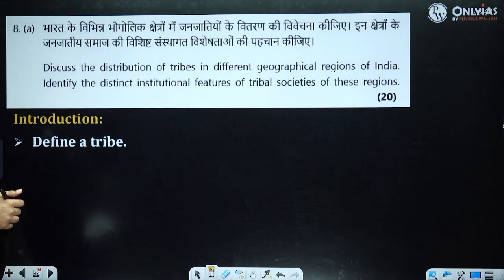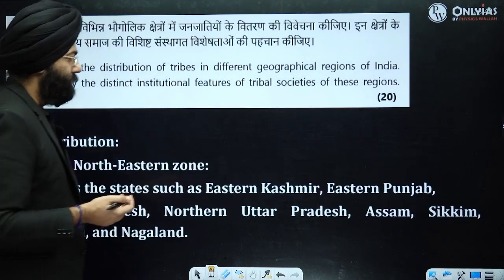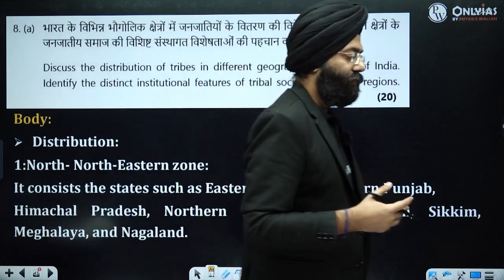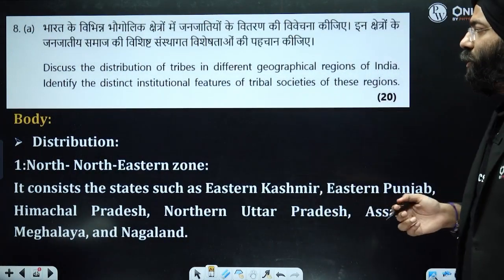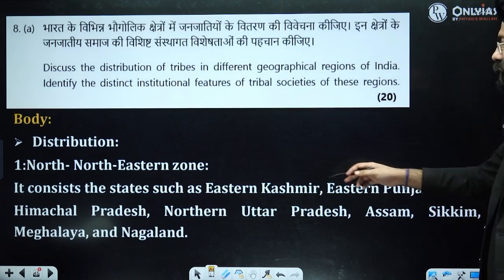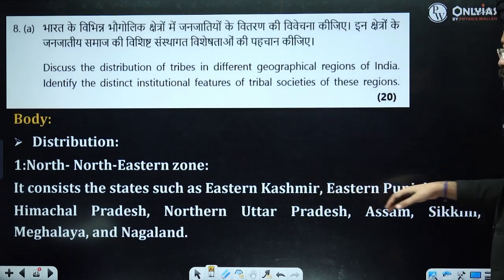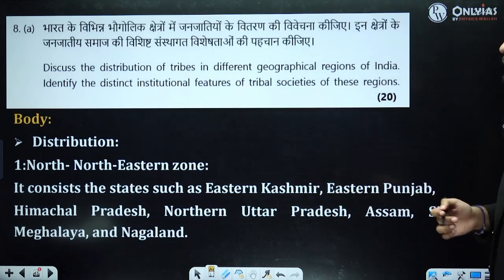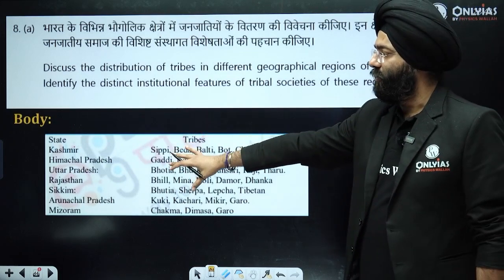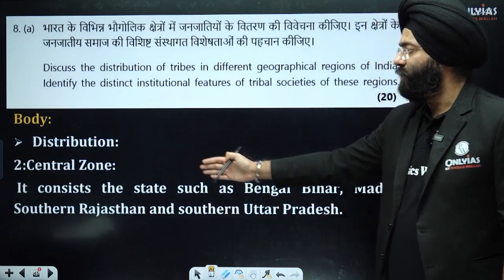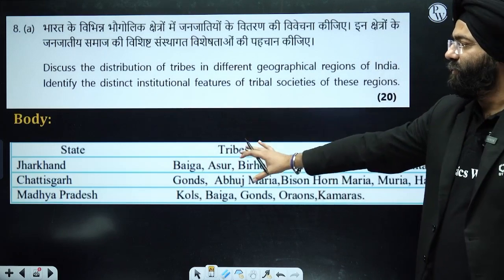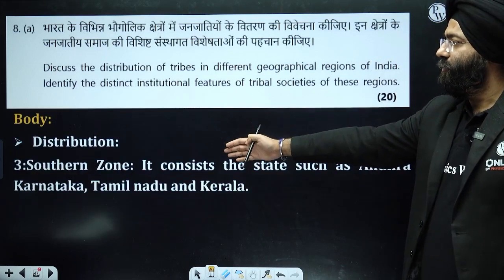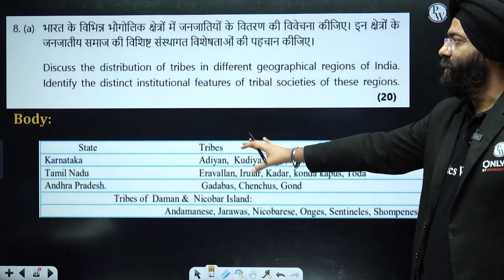Distribution of tribes in the geographical regions. Okay, again, define a tribe. Second thing is, there are various regions. First is the north, northeastern zones where Kashmir, Punjab, Himachal, Uttar Pradesh, Assam, Sikkim and Nagaland, Meghalaya present. These are the various examples along with the states. Similarly, central zone, the states are mentioned along with the certain tribes. Then again, southern zone, the regions are mentioned along with the tribes.